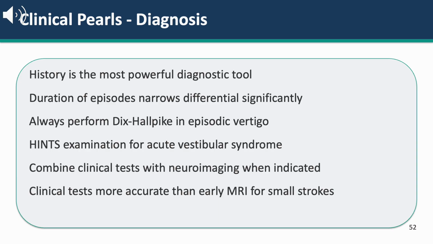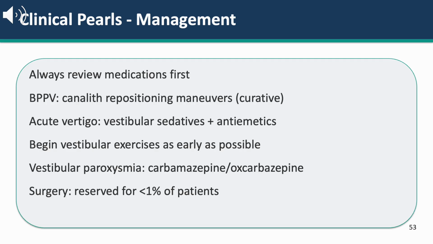Remember that a constellation of clinical tests is more accurate than MRI with diffusion-weighted imaging in identifying small strokes causing an isolated acute vestibular syndrome, especially in the first 48 hours. For management, always begin by reviewing the patient's medications, as drug-induced dizziness is common and often overlooked. For BPPV, canalith repositioning maneuvers such as the Epley or Semont maneuver are curative in most cases.